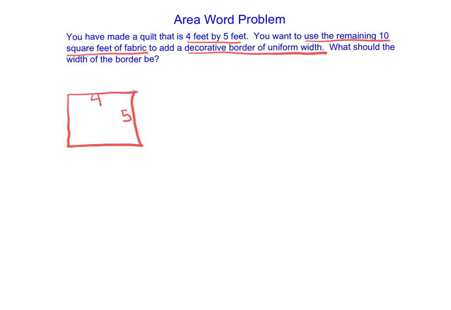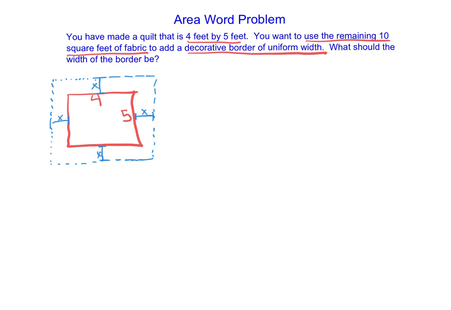Now, that might seem a little bit tricky, but essentially what it's saying here is that it wants to add a border around it that extends the same amount around the entire thing. So our border is essentially going to look like this. So you can see how I extended it out that amount the same way in each direction. And so the tricky part is that we're trying to find the width of the border. Because I don't know what that is, I'm going to label that as X.